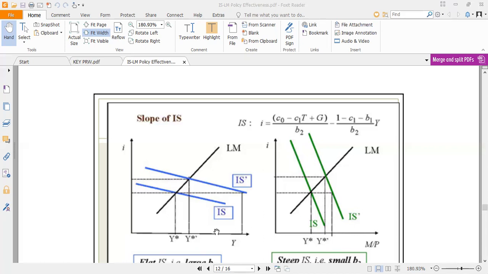You see, so if you compare the two, this one, the latter fall in Y is too large. But for this one, the latter fall in Y is very small. That's why we are saying that when the IS curve is steep, it's better you go for fiscal policy. When it's flat, no, fiscal policy won't be effective because the crowding out will be too large.